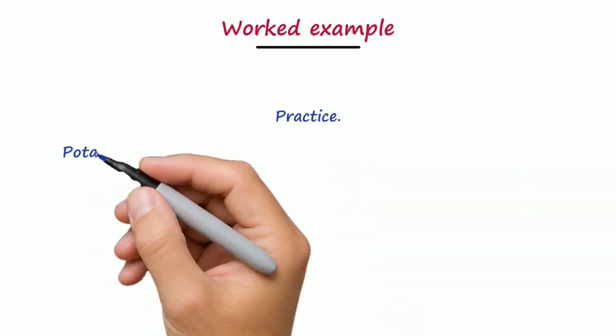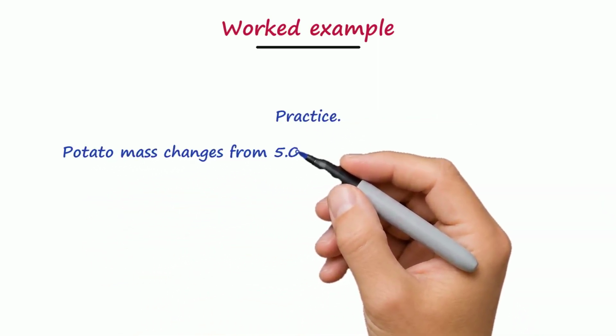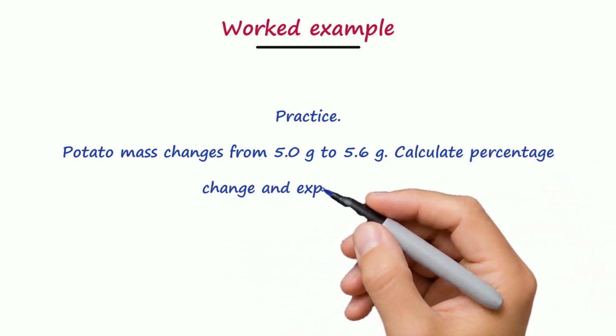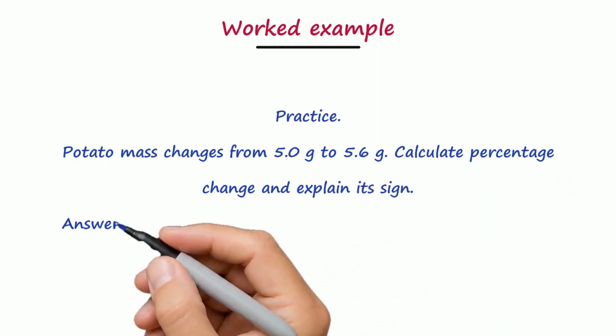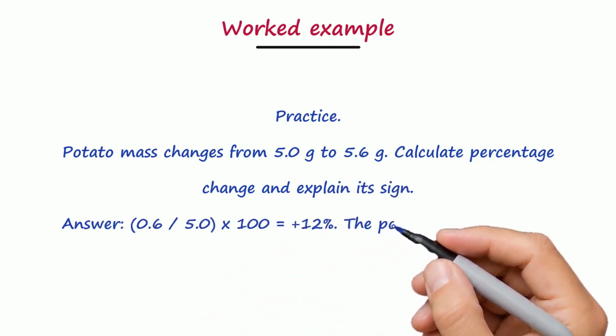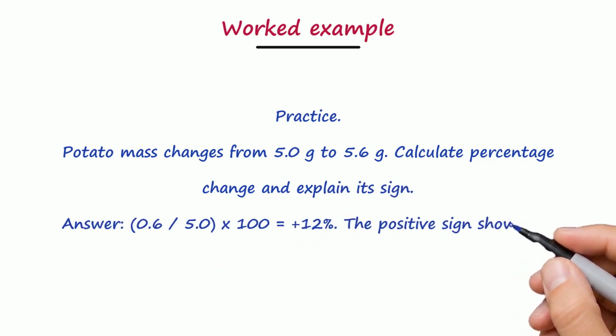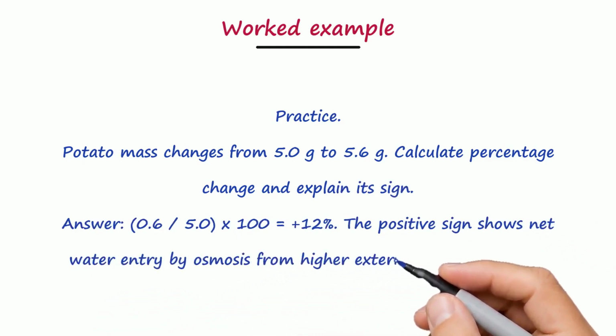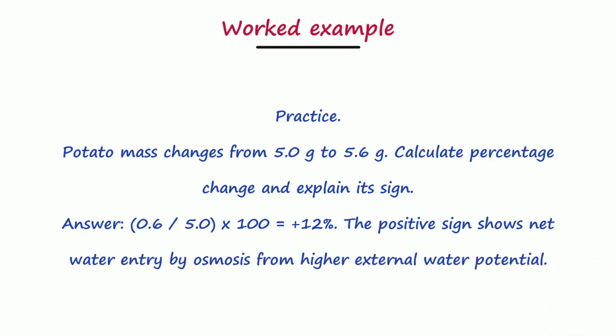Practice. Potato mass changes from 5.0 g to 5.6 g. Calculate percentage change and explain its sign. Answer: 0.6 over 5.0, times 100, equals plus 12%. The positive sign shows net water entry by osmosis from higher external water potential.